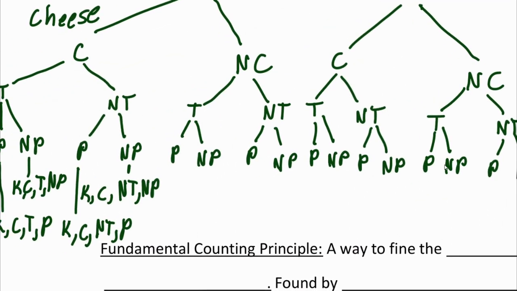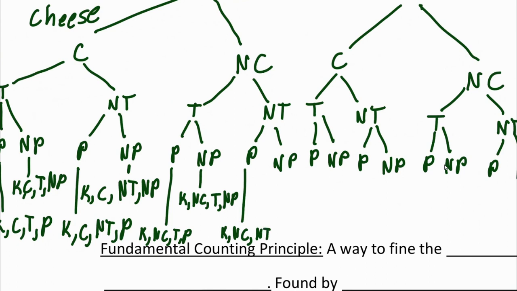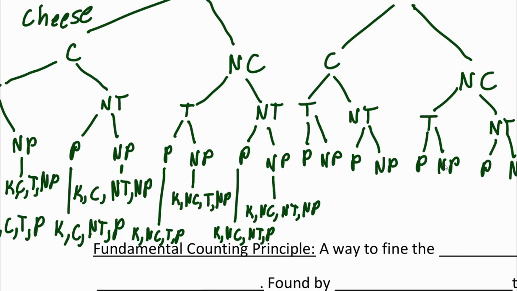So then here we do kids. This is no cheese, tomato, pickle. Kids, no cheese, tomato, no pickle. Kids, no cheese, no tomato, pickle. Kids, no cheese, no tomato, no pickle. Okay. So, as we can see, there are tons of options, and that makes sense because of what this sample space is. So we do have to keep going in order to get all of our options.